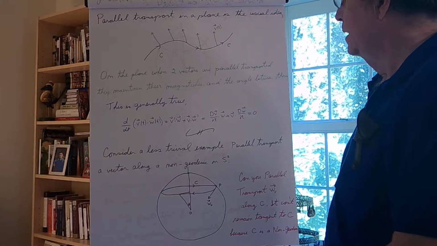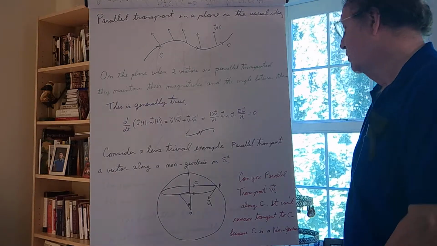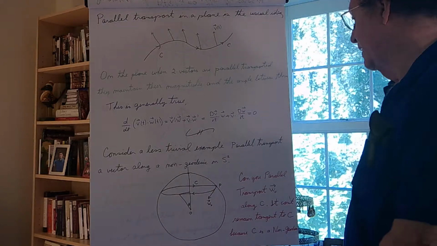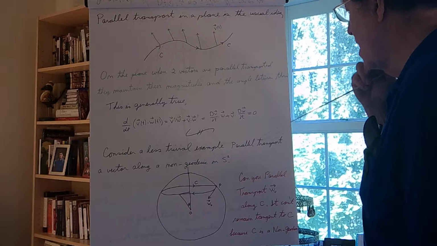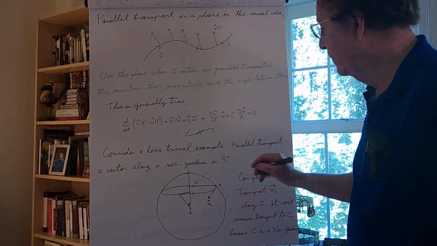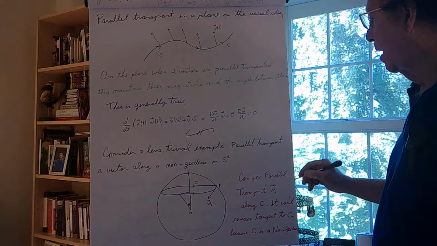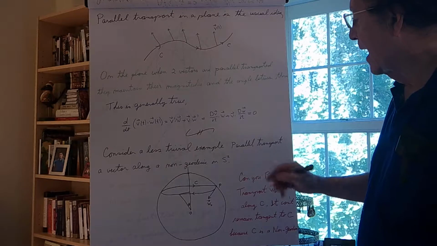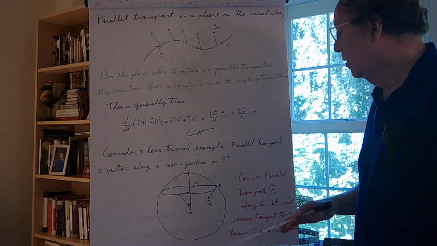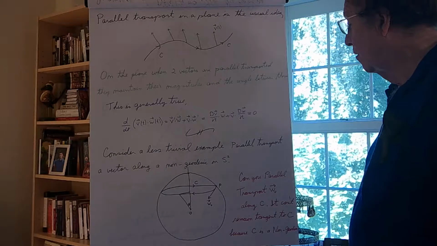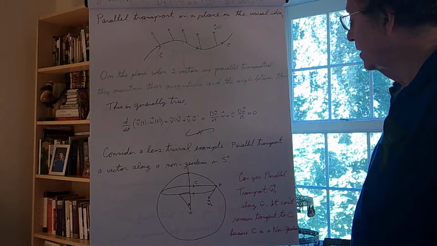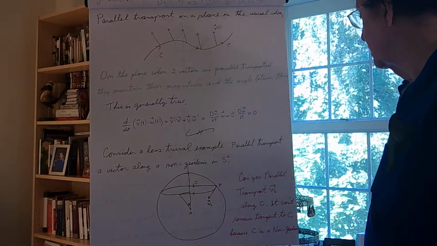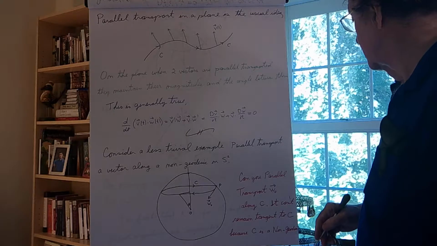Let's consider a less trivial example of parallel transport. I'm going to parallel transport a vector along a non-geodesic on the sphere. So I have in mind here a cap, just a circle on the sphere, like that. It's not a geodesic. You see that the cap lies, of course, in a plane, and that plane does not intersect the origin. It intersects the sphere, but not the origin, so it's not a great circle. It's not the quickest way to get from one point to the other, if those points are close enough together.